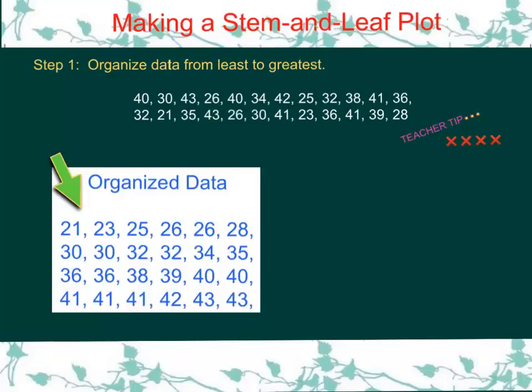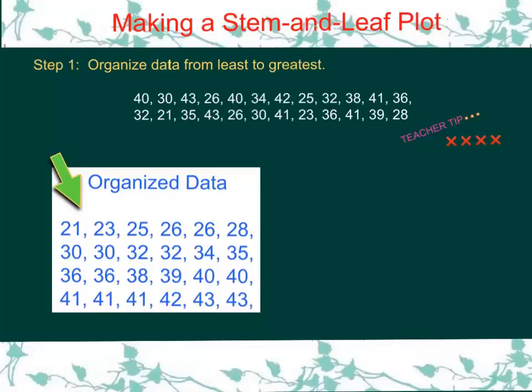We have seen that data comes in a variety of forms. Today we're going to look at the form called a stem and leaf plot. The stem and leaf plot allows us to visually see the frequency in which data points are occurring. If you look at the screen, you see that I've already organized the data from least to greatest.